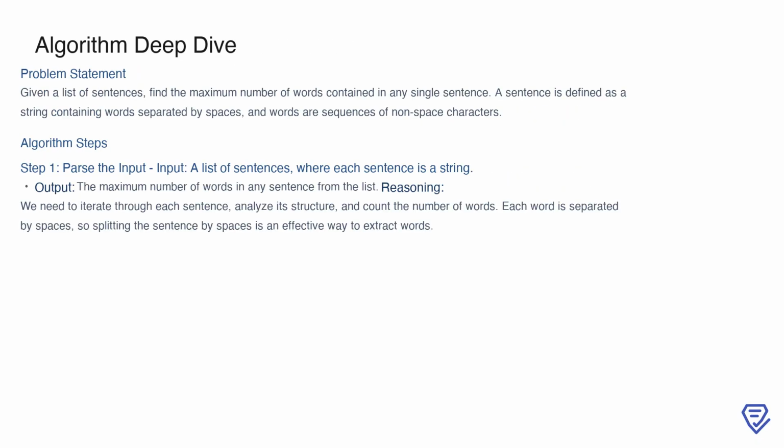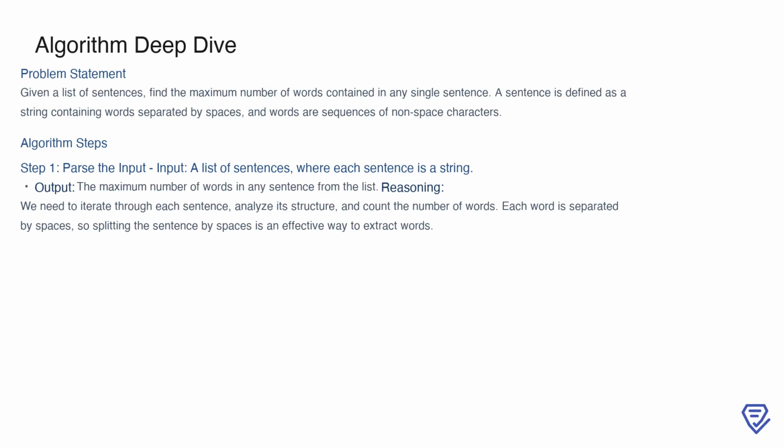In this problem, our goal is to determine the maximum number of words found in any single sentence from a given list of sentences. Sentences are defined as strings where words are separated by spaces, and each word is simply a sequence of non-space characters. To solve this, we'll break the problem into clear steps. First, we need to parse the input, which is a list of sentences. Our output will be a single integer representing the maximum word count across all sentences.